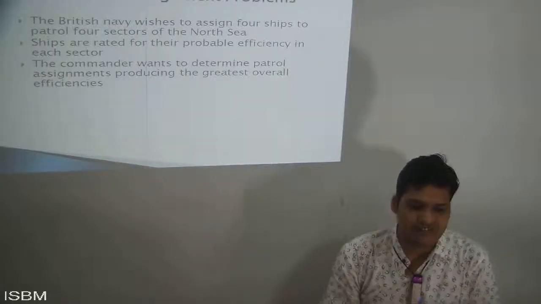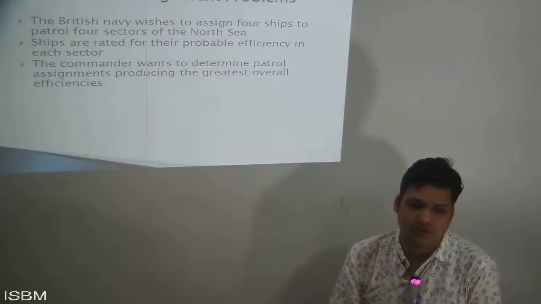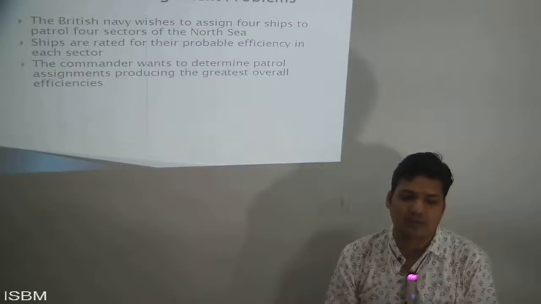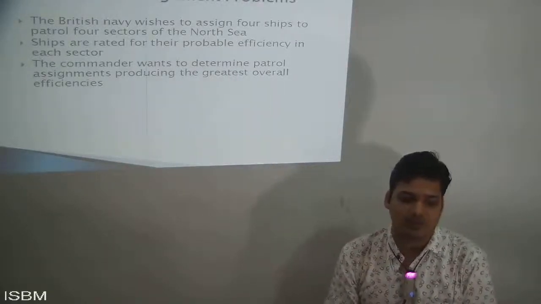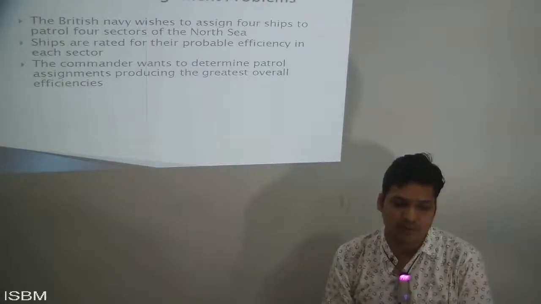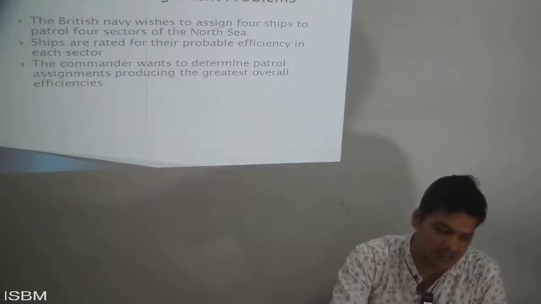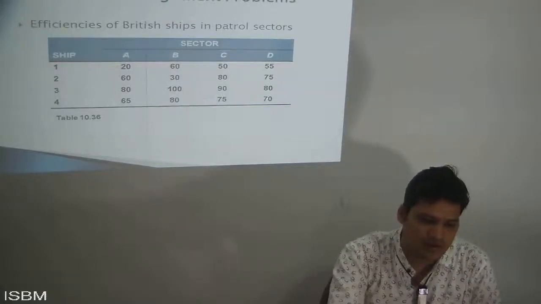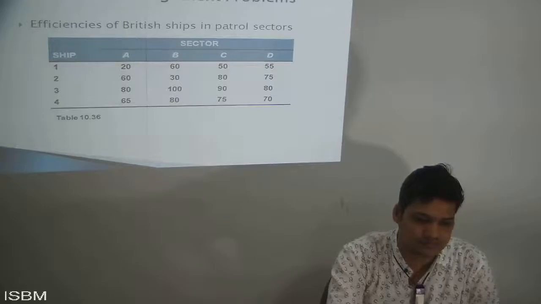The British Navy wishes to assign 4 ships to patrol 4 sectors in the North Sea. Ships are rated according to their probable efficiency in each sector. The commander wants to determine the patrol assignment producing the greatest overall efficiency. This is the example given: 4 ships, 4 sectors.